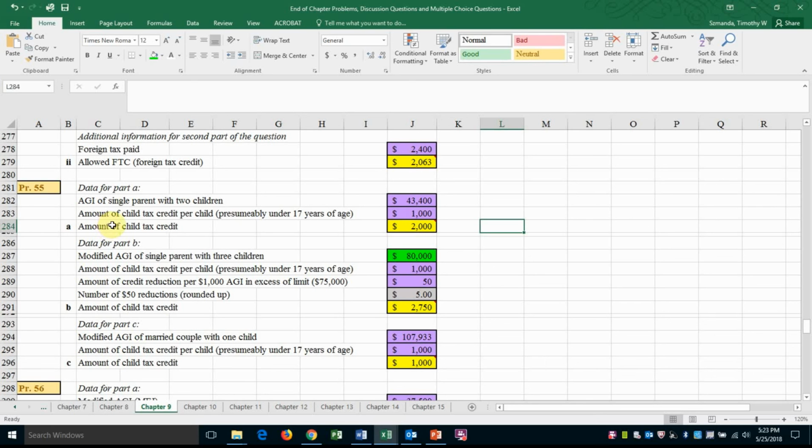Here we have, this is on the bottom of page 9-51. Here we're dealing with a child tax credit. We have three different scenarios. And I'm going to just run through the first one. I didn't change the data in the first one. Pretty straightforward calculation. Relatively low AGI for 2 kids for a single person. Amount of tax credit, presumably they don't say so, but we presume these children are under 17. $1,000 per child. So 2 times 1,000 is $2,000.